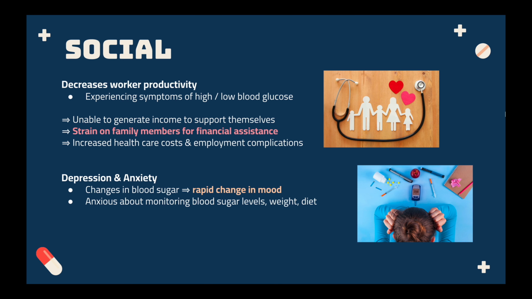Moving on to the social impacts. When an individual is experiencing symptoms of high or low blood sugar, this decreases their productivity at work and makes them unable to generate income to support themselves, placing a strain on family members to provide financial assistance. Furthermore, as a result of the individuals growing anxious about monitoring their blood sugar levels, weight, and diet because of their disease, they could develop depression or anxiety. It could also be caused by rapid changes in mood due to changes in blood sugar because of diabetes.